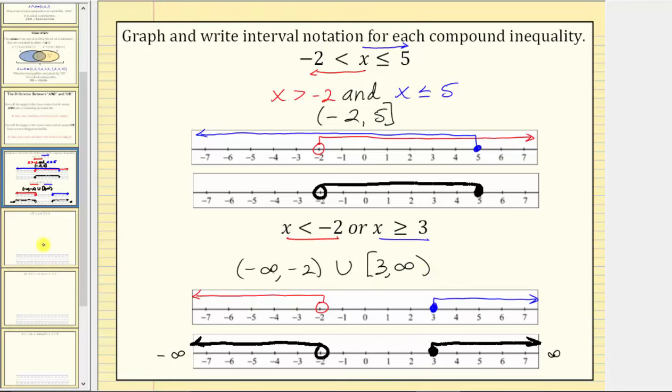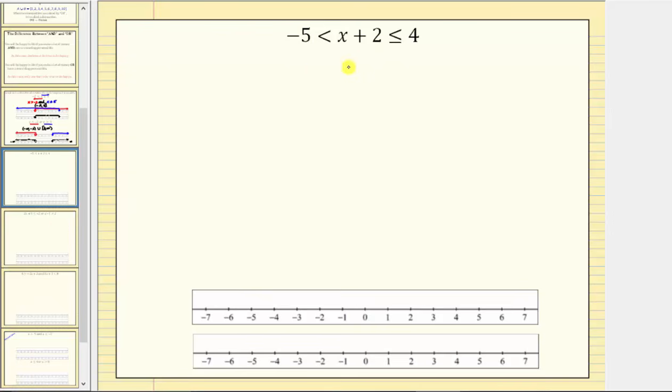Let's look at another example. Again, looking at the compound inequality, we have a variable expression in the middle, and then an inequality to the left and to the right, which means this represents two inequalities connected by and therefore we will look for the intersection of two intervals. Reading from right to left, we have x plus 2 is greater than negative 5, and starting in the middle, reading from left to right, we have x plus 2 is less than or equal to 4.